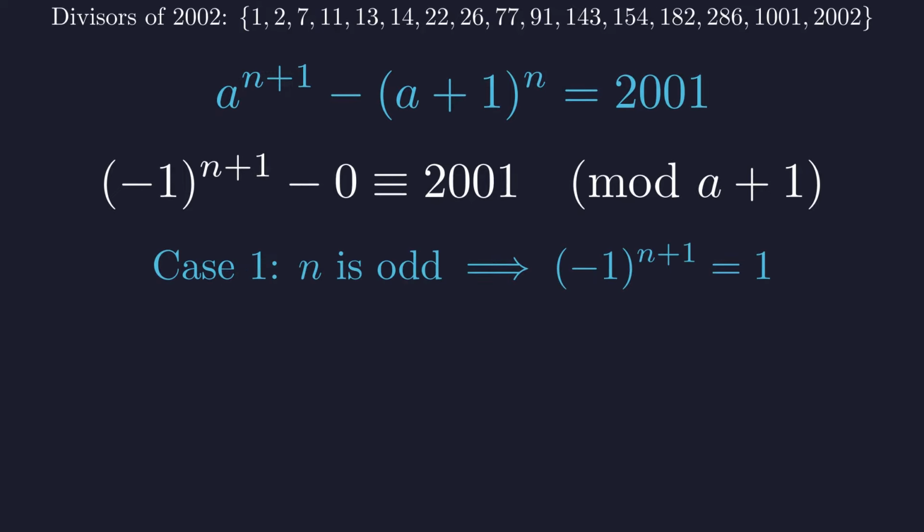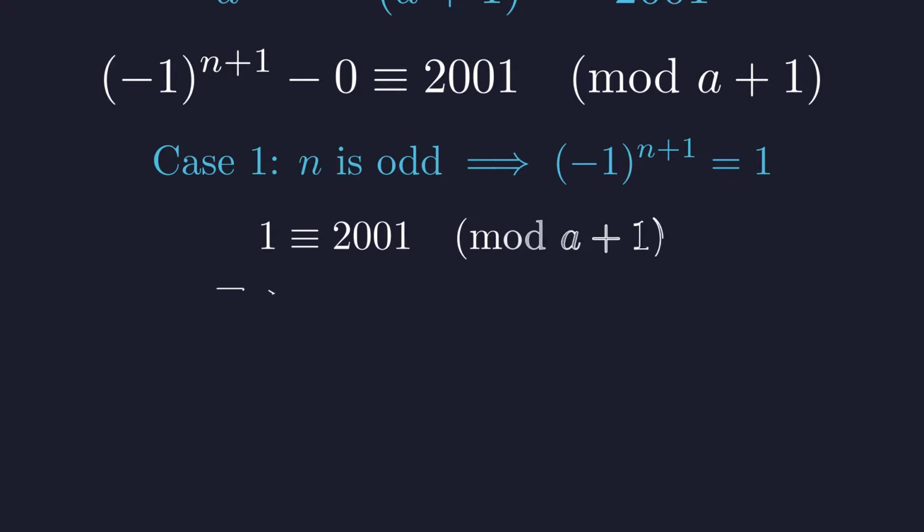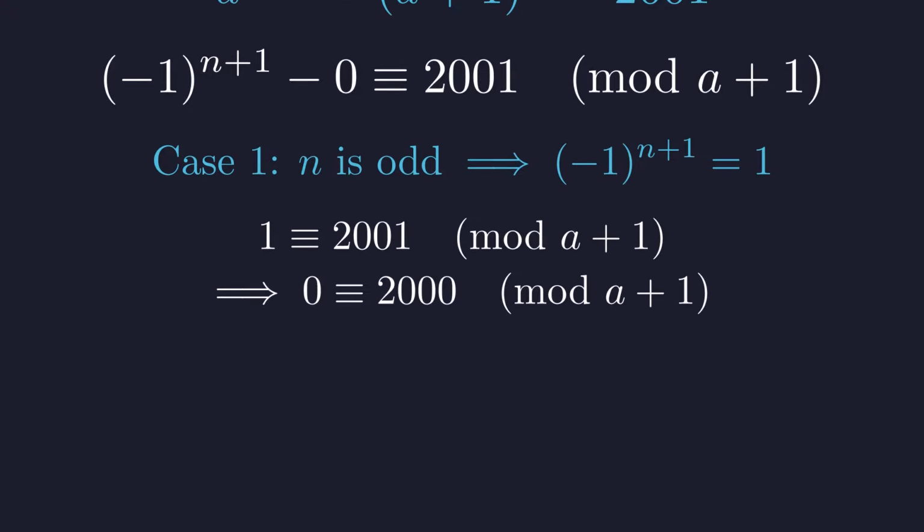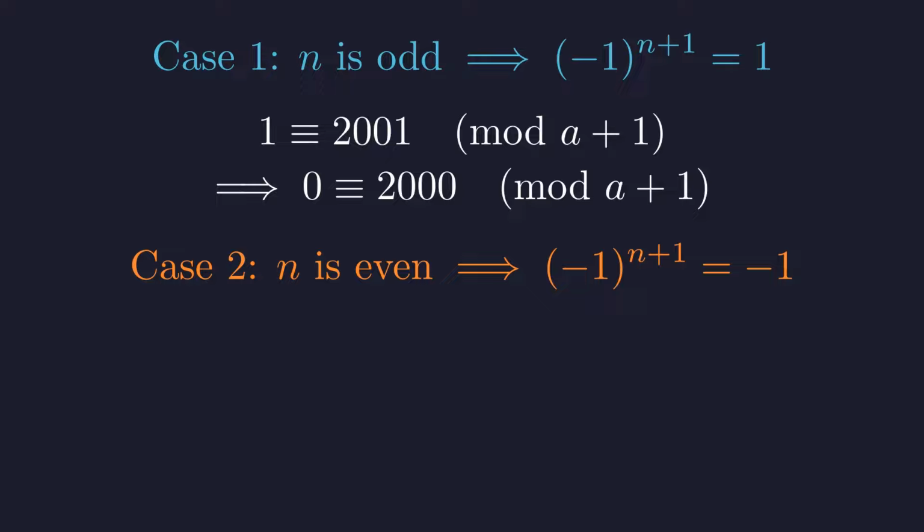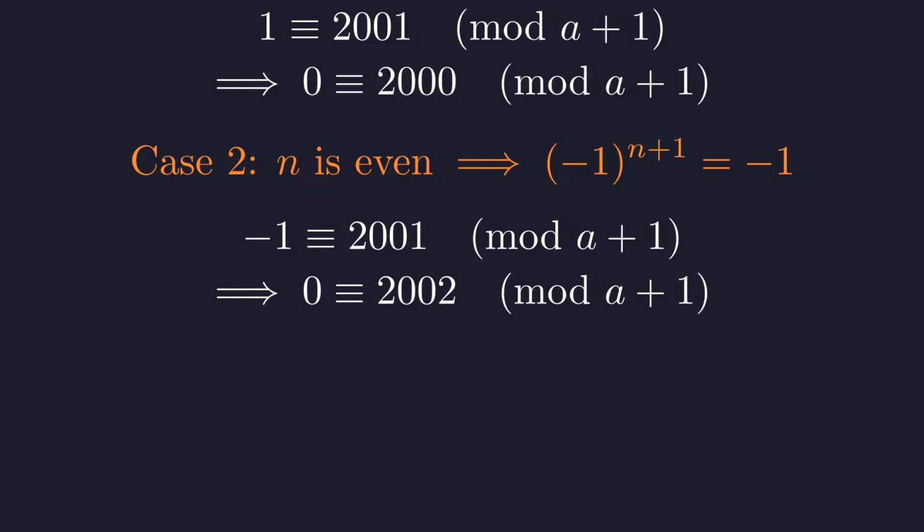The value of negative 1 to the power n plus 1 depends on whether n is odd or even. If n is odd, then n plus 1 is even, so negative 1 raised to an even power equals 1. This means 1 is congruent to 2001 modulo a plus 1, which gives us a plus 1 divides 2000. If n is even, then n plus 1 is odd, so negative 1 raised to an odd power equals negative 1. This means negative 1 is congruent to 2001 modulo a plus 1, which gives us a plus 1 divides 2002.